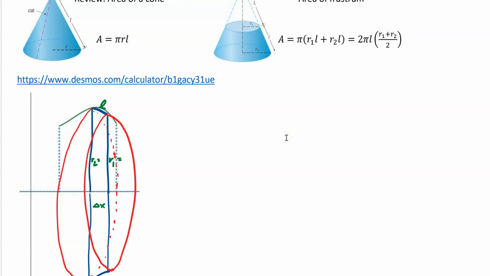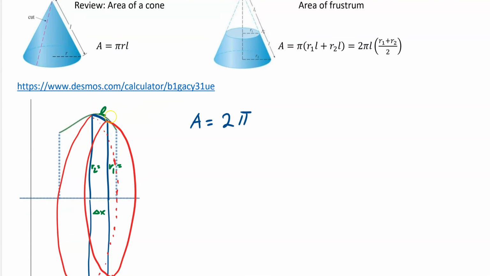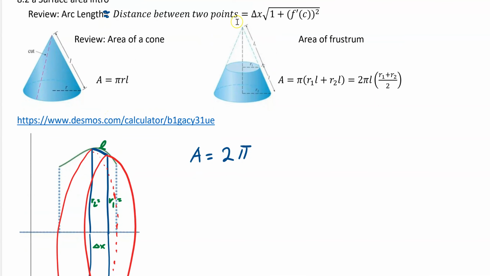So if we plug those in, what we end up getting is A equals 2 pi. And then what was our L here? Well, L, again, was the distance between the 2 points. So our L is equal to the square root of 1 plus f prime of c squared. So we can plug that one in now. So that would be, oops, delta x, forgot that, very important. Delta x square root of 1 plus f prime of c squared.